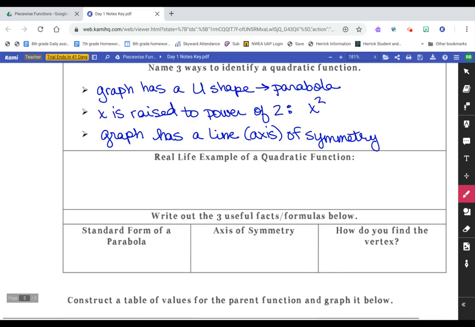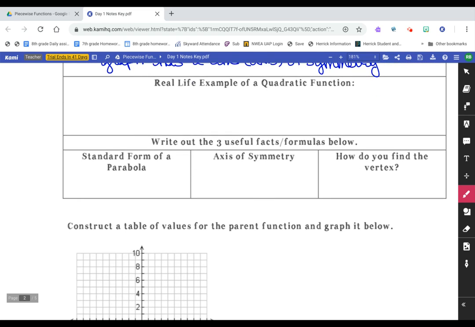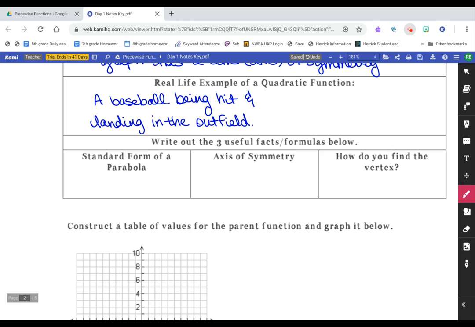A real-life example of a quadratic function could be a baseball being hit and landing in the outfield. So it would be hit, and then it would land in the outfield. Okay, standard form would be y is equal to ax squared plus bx plus c.